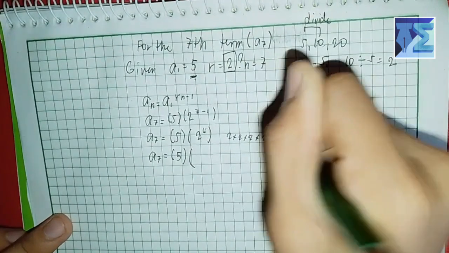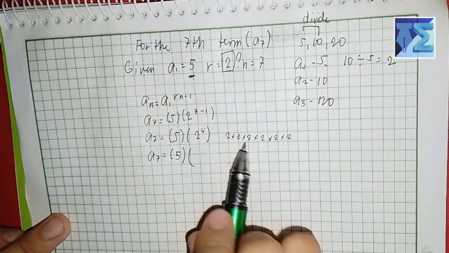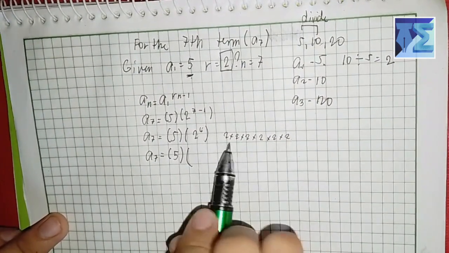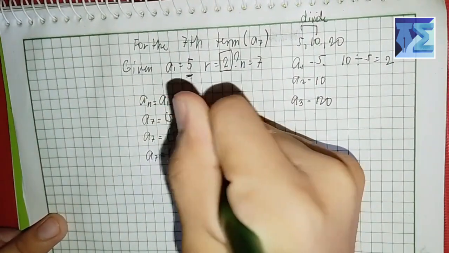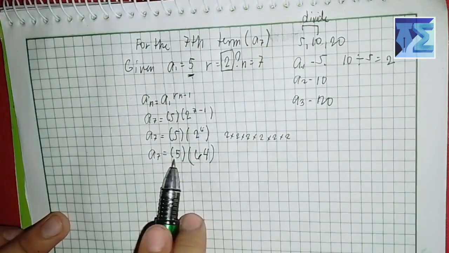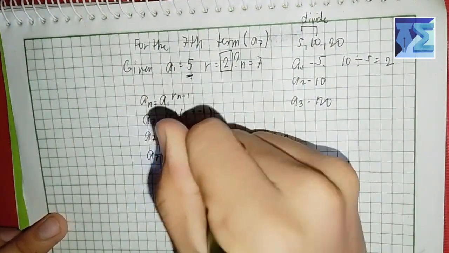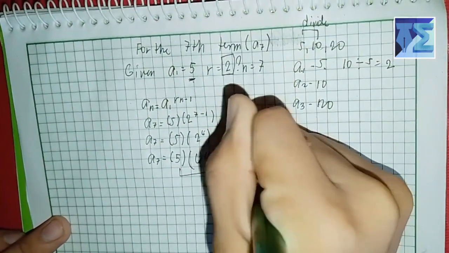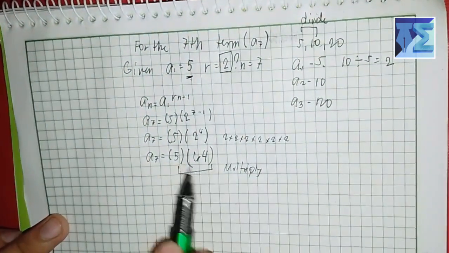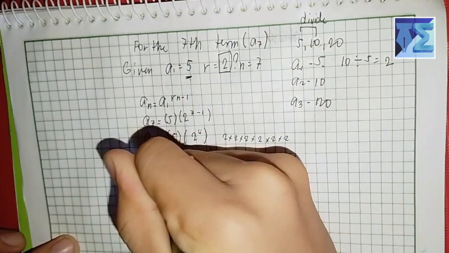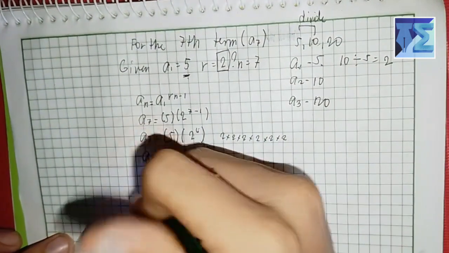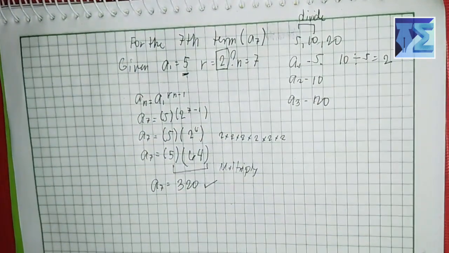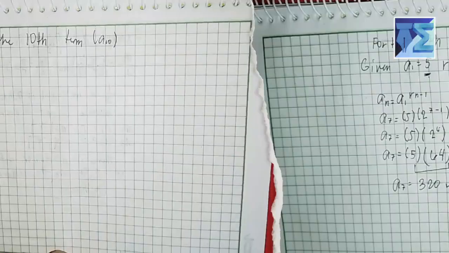64, because you need to raise the 2 to 6. So 2 times 2 is 4, 4 times 2 is 8, 8 times 2 is 16, 16 times 2 is 32, and 32 times 2 is 64, so the answer is 64. So the next process is you need to multiply 5 and 64. So 5 times 64 is 320, so a sub 7 is 320.